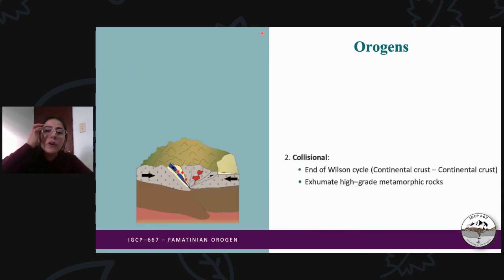The other type of orogen is the collisional orogen, which is the final step of the Wilson cycle. The Wilson cycle finishes with the collision of two continental plates and the closure of oceans. The deformation resulting from this collision brings to the surface rocks that have been exposed to conditions of higher pressure and temperature. Those rocks are represented by these symbols, and they are known as high-grade metamorphic rocks and come from deep parts of the crust. This also happens when there is an amalgamation of allochthonous terranes. Knowing this, let's start with the Famatinian orogen.